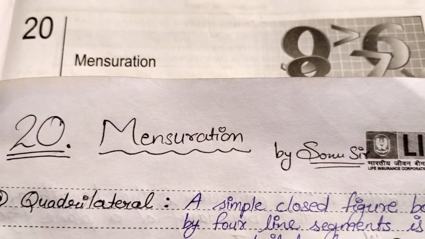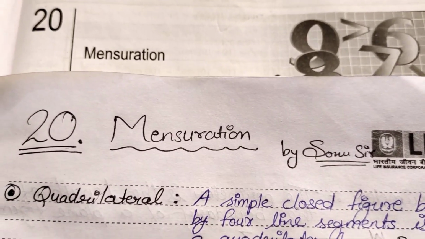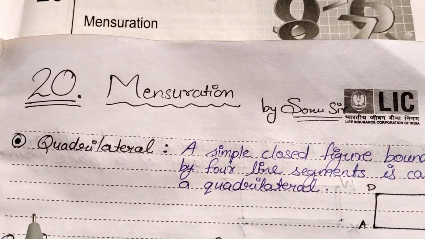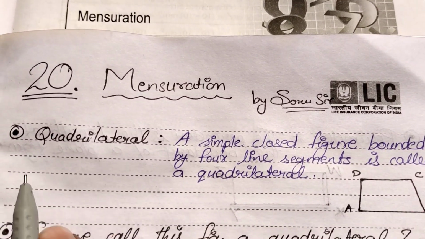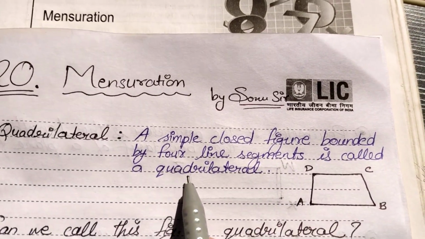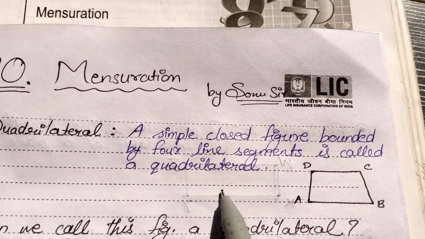Hello students, now we are going to study mensuration. So today our topic is mensuration. Now let us recall something first: what is a quadrilateral? A simple closed figure bounded by 4 line segments is called a quadrilateral.